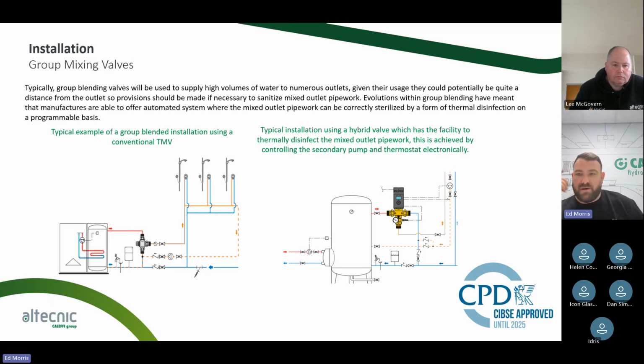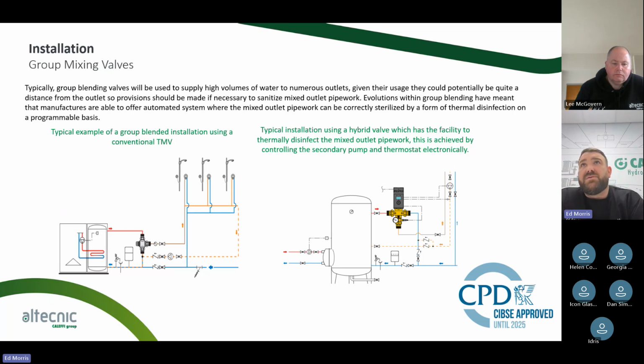We do get very common questions. How many showers can I run off a group mixing valve? The question is your flow rate: what is the flow rate that each individual shower head is achieving? We always size them off a worst case scenario, so we always size it off the fact that every single outlet will be running at any one time. If we can satisfy that worst case scenario, then we know that the valve will work as it goes through its operating window if fewer showers are used.